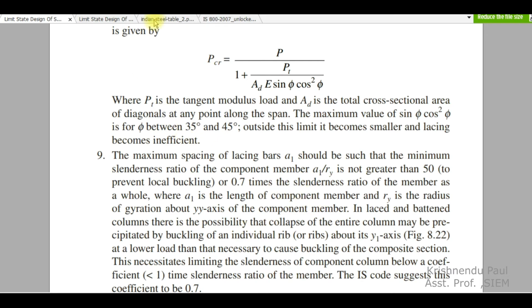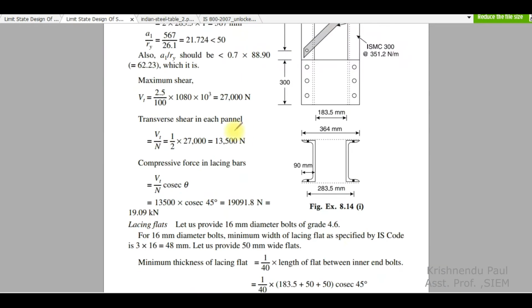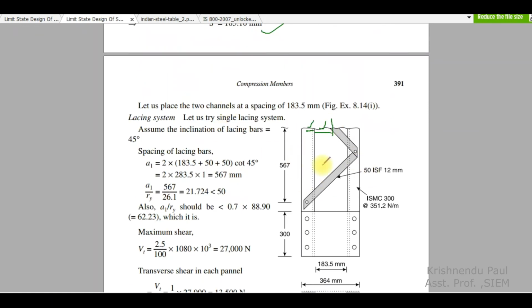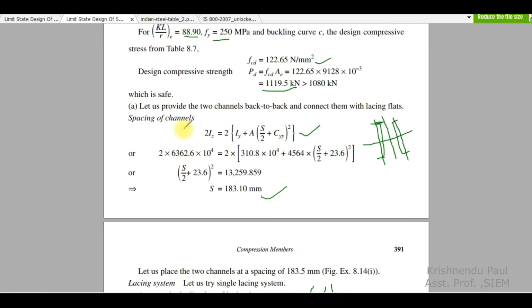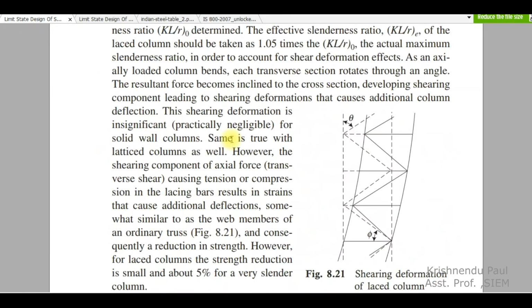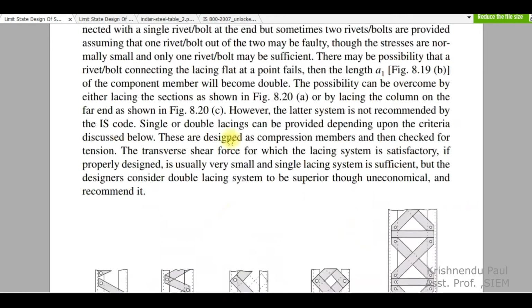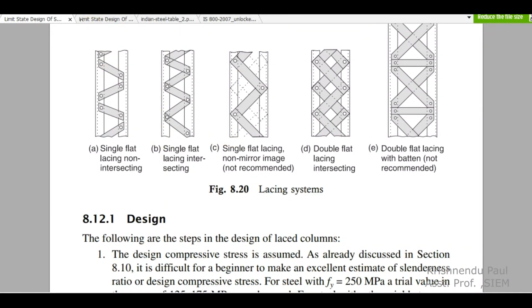So let us go to the numerical. The spacing of the lacing bar, you know what the spacing of the lacing bar is, as mentioned here. The spacing will be this spacing, from this bolt to this bolt. So this a1 should be found.